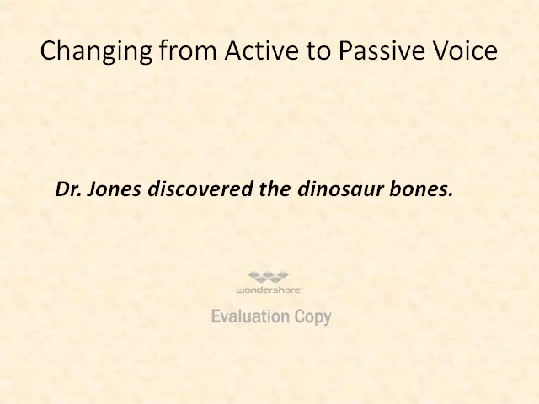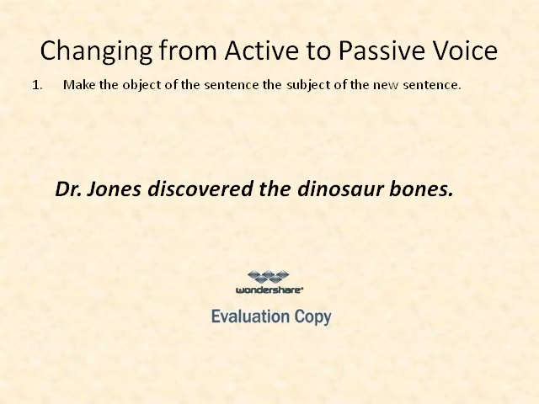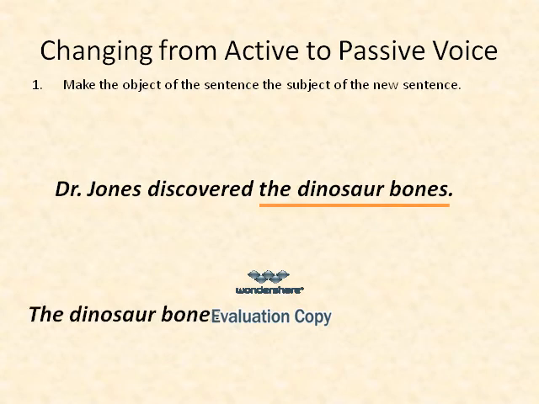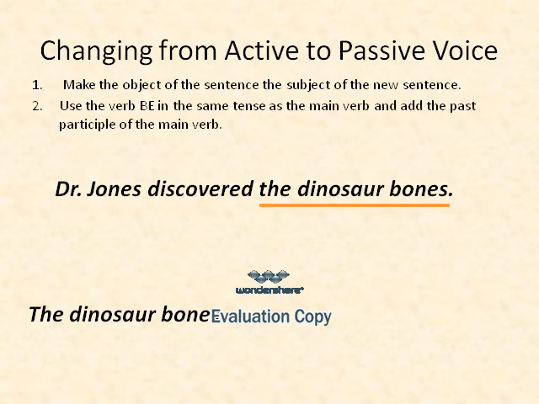So how do we change a sentence from active to passive voice? Here's an example. Dr. Jones discovered the dinosaur bones. The first thing we do is we make the object of this sentence the subject of the new sentence. So there's the object. It becomes the subject, the dinosaur bones. Use the verb be in the same tense as the main verb. So there's the main verb.